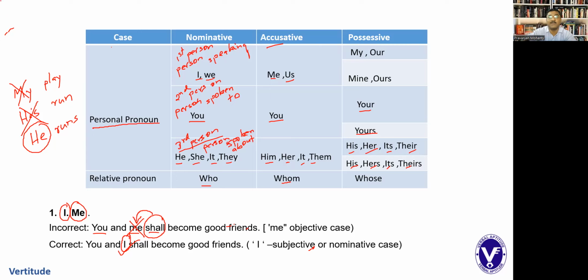It can be an objective case, it can be anything. It's the easiest way to remember that before a verb, whatever pronoun comes will always be the subjective case. After the verb, it will always be the objective case. Okay? That's the easiest way to remember.